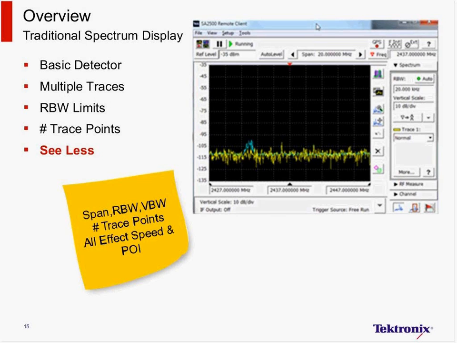Remember, all of these affect the probability of intercept. Depending on that span, that RBW and VBW, and number of trace points, you can actually hinder the amount of information you're going to see.